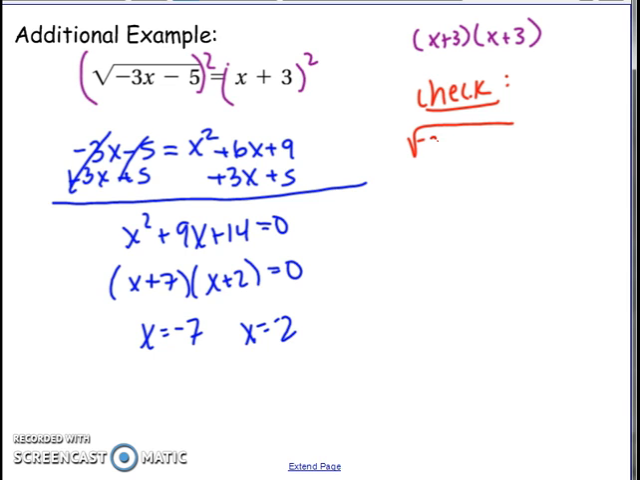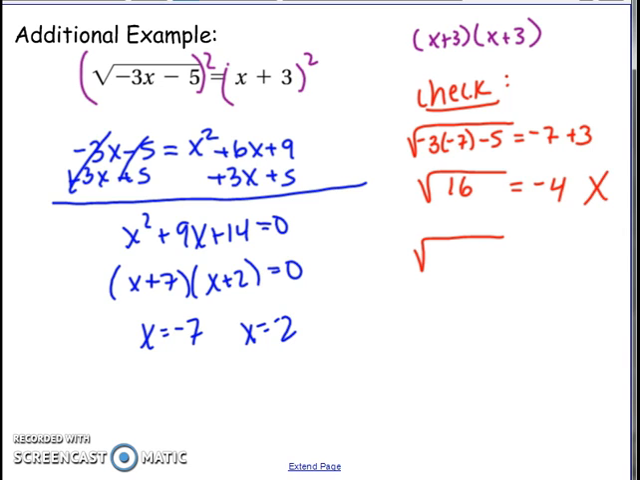So the square root of negative 3 times negative 7 minus 5 equals negative 7 plus 3. So 21 minus 5 is going to give us 16. And this is going to give us negative 4. So even though the square root of 16 is plus or minus 4, every time we're doing a check, we can't have the negative version. So that is not going to be true. And why it can't be that way, we'll go into in the next lesson. But for right now, whenever you're doing your checks, it has to be positive.